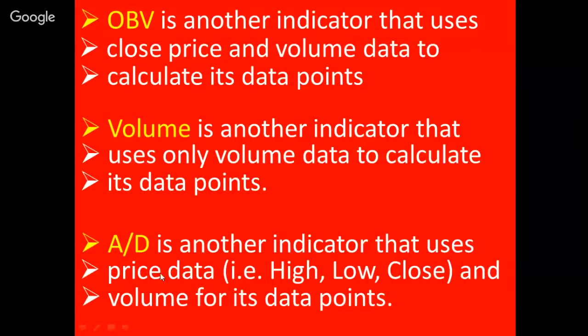In price data, the AD indicator uses a high price, low price, and close price. So it is using three types of price data: high price, low price, close price, and volume for its data points. Don't worry if you don't understand these technical indicators right now. We will discuss all these indicators in my upcoming lessons.